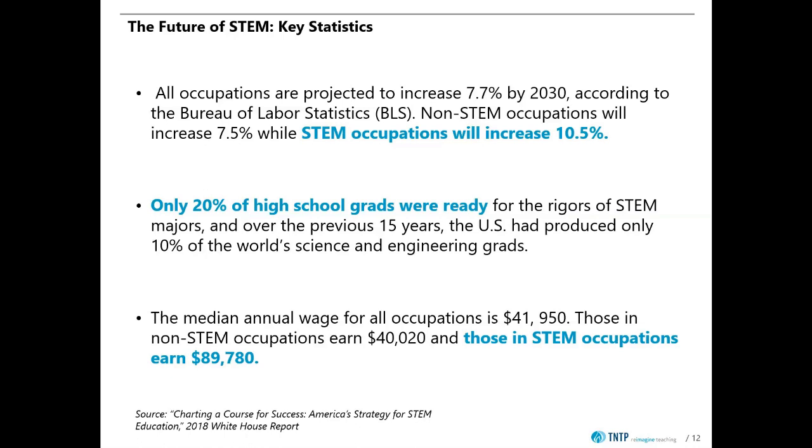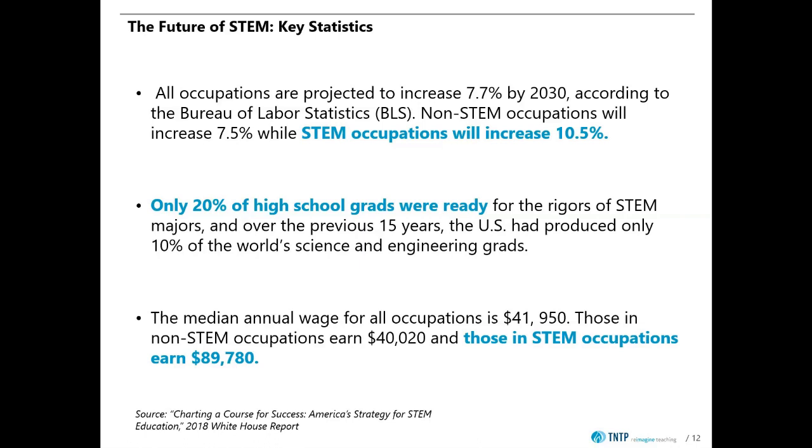All occupations are expected to increase 7.7% by 2030, according to the Bureau of Labor Statistics. Non-STEM occupations will increase 7.5%, while STEM occupations will likely increase 10.5%. Only 20% of high school grads were ready for the rigors of STEM majors. And over the previous 15 years, the U.S. had only produced 10% of the world's science and engineering grads.